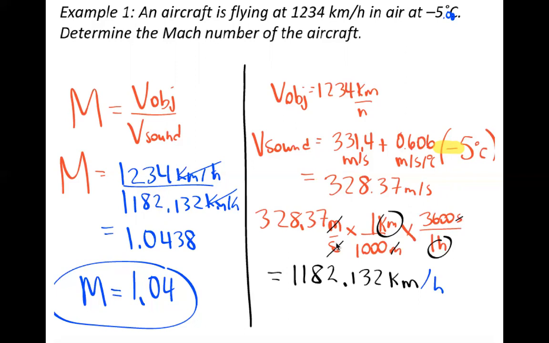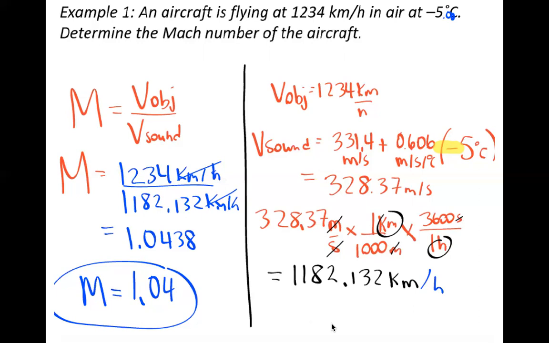Then in terms of time, we know that 1 hour is 3,600 seconds, and we want to get rid of seconds. So instead of writing 1 hour over 3,600 seconds, we're going to do 3,600 seconds divided by 1 hour. And you can see the seconds cancel out, and kilometers per hour does not cancel. So we get 1,182 kilometers per hour for our denominator, because that's the local speed of sound in kilometers per hour. And then the numerator is just our given, 1,234 kilometers per hour.